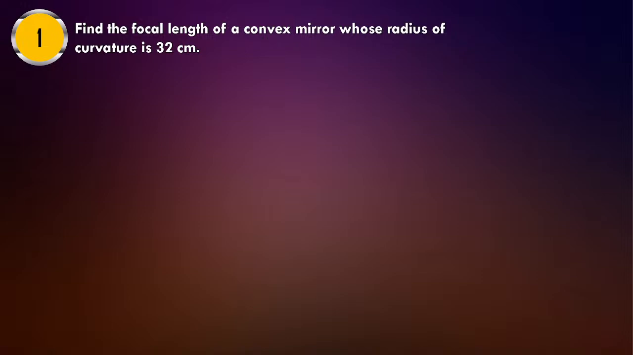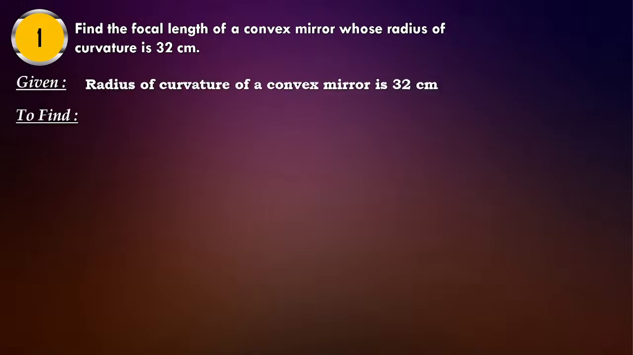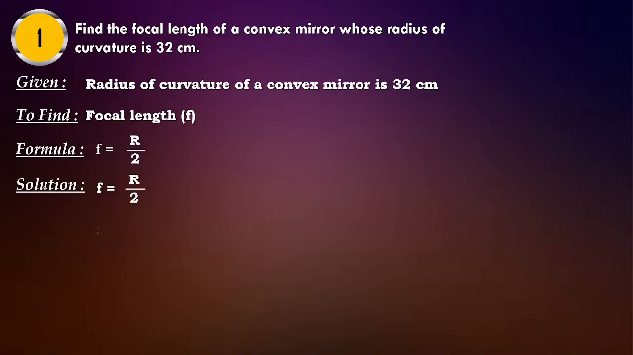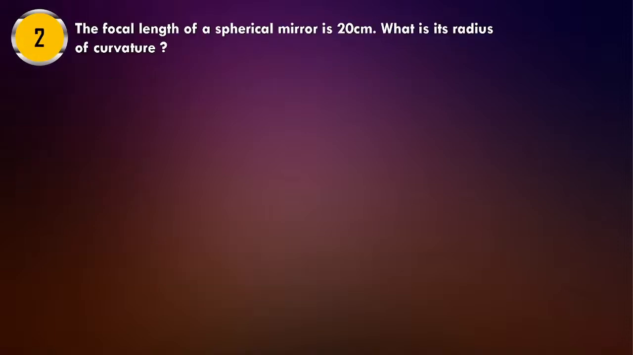16. Is it right? Next. See the formula I am going to use here: F is equal to R by 2. So what is the answer? 32 by 2. What is half of 32? 16. Okay. Next. Start.